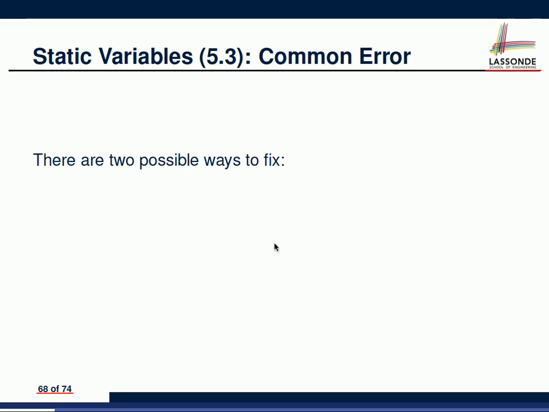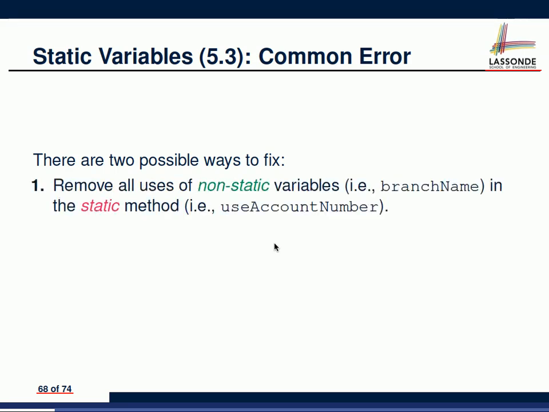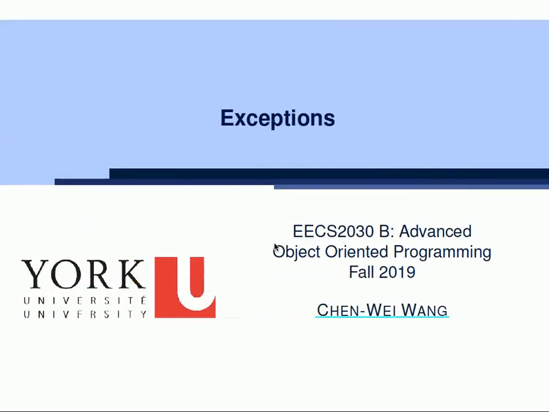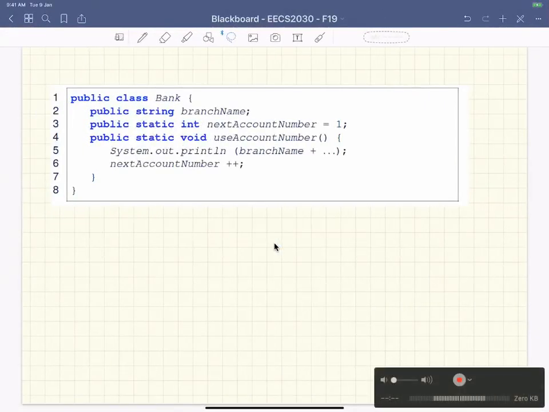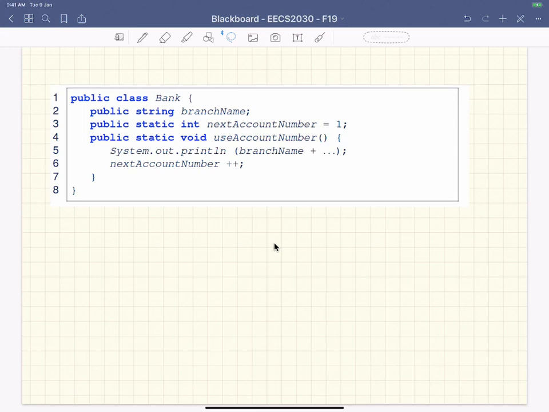Okay, solution number one. We can remove all the uses of non-static variables. That's one thing we can fix. Okay, if I go back to here, sorry, right here. This is the original code, right? That will give you an error. Solution number one, I use red. You simply, for example, get rid of this.